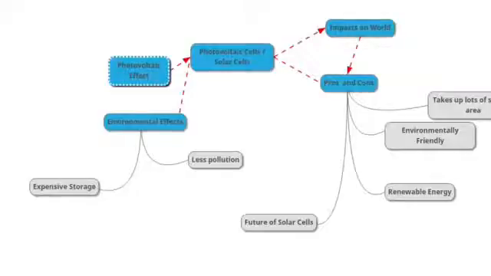This here is a quick mind map of our Group 4 project. You can see that PV cells use the photovoltaic effect. They have different environmental effects and impacts on our society, both good and bad. Solar cells also have great potential for the future of this earth as a renewable energy.